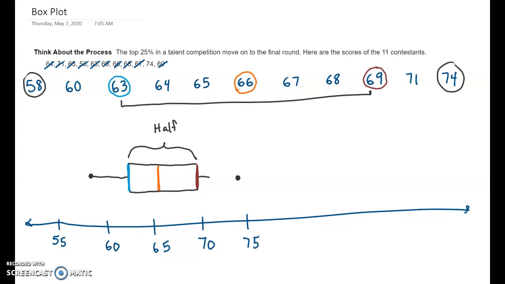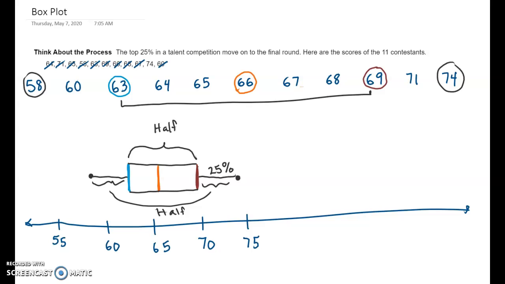And I also know that half of my data falls out here. So these two together make half of the data. But these are the extreme, this is the extreme half of the data. These are the very low and very high values. The question asked me for the top 25% in a talent competition. So the top 25% are going to be the ones in this whisker.